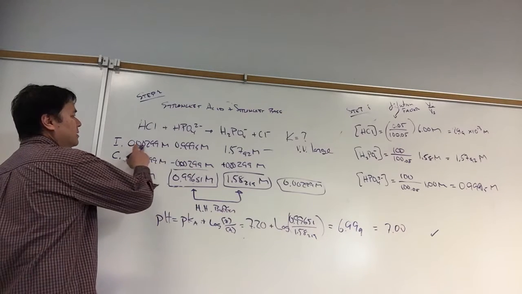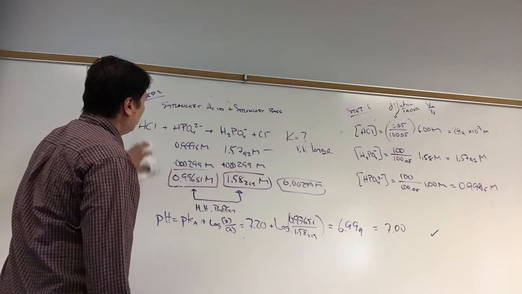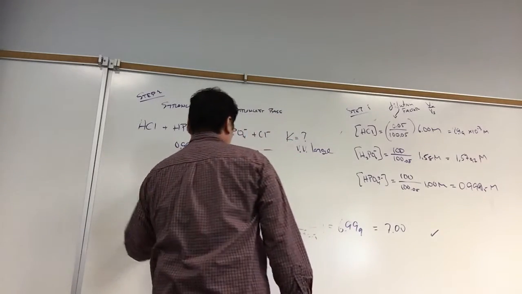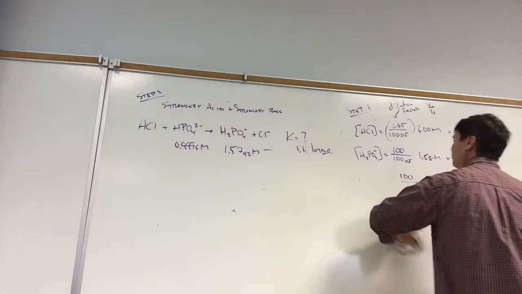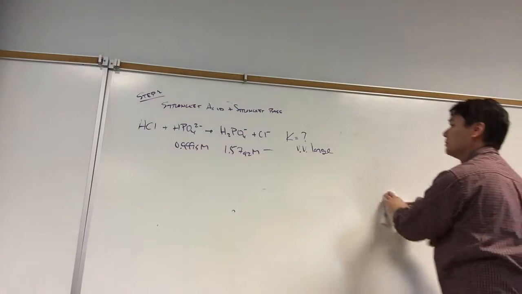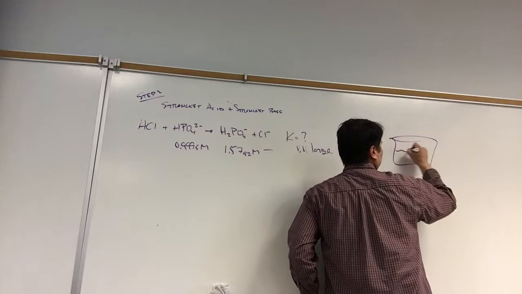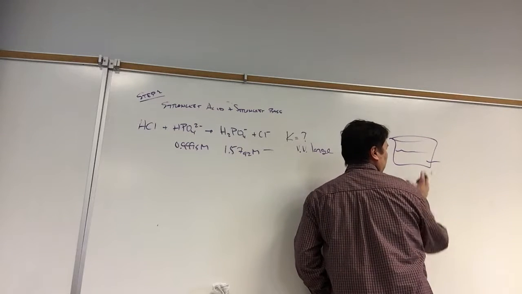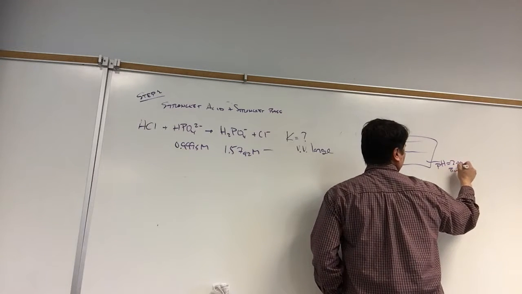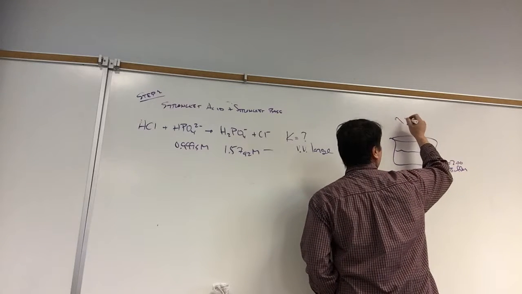And so rather than adding, let's say, 0.0299, we added significantly more. Let's go ahead and do that to this buffer solution. So this is our pH 7.00 buffer. And now I'm going to dump in a whole bunch of HCl. How much HCl should I pour in here?